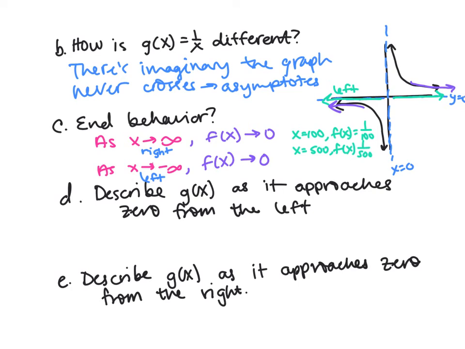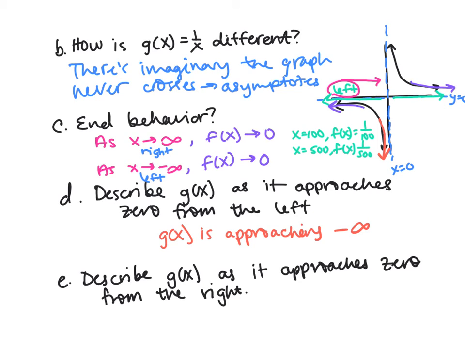These last two talk about describing it, this time instead of as we go out to infinity, as we get closer to 0. So notice it says describe g of x as x approaches 0 from the left. So here's our left side. As we get closer and closer to 0, what's the graph doing? As we get closer and closer to 0, this graph is going down forever. So from the left side, g of x is approaching negative infinity.